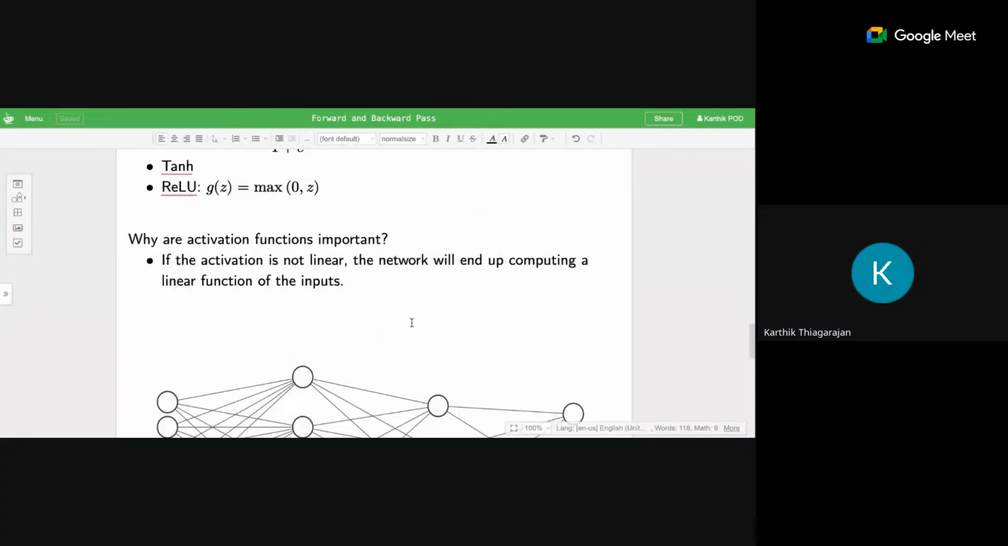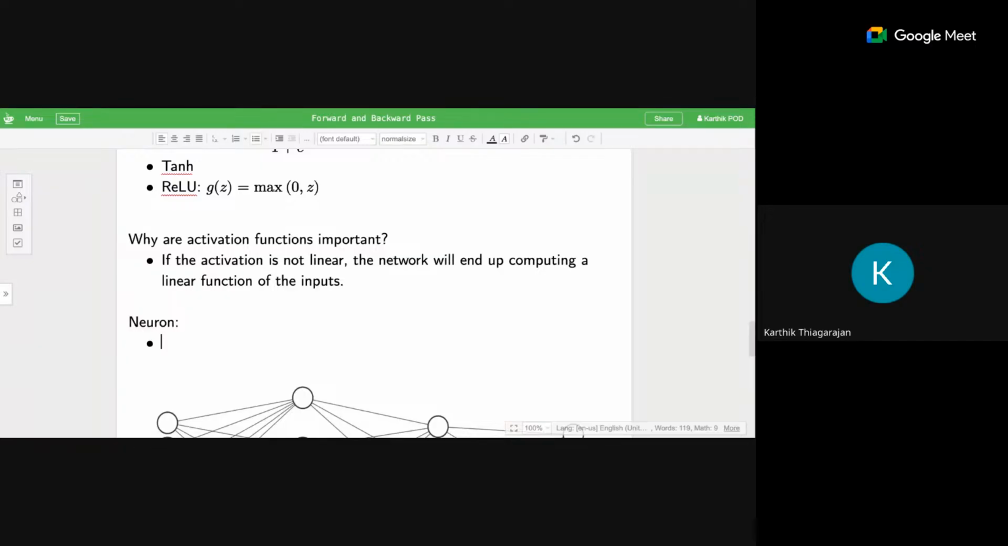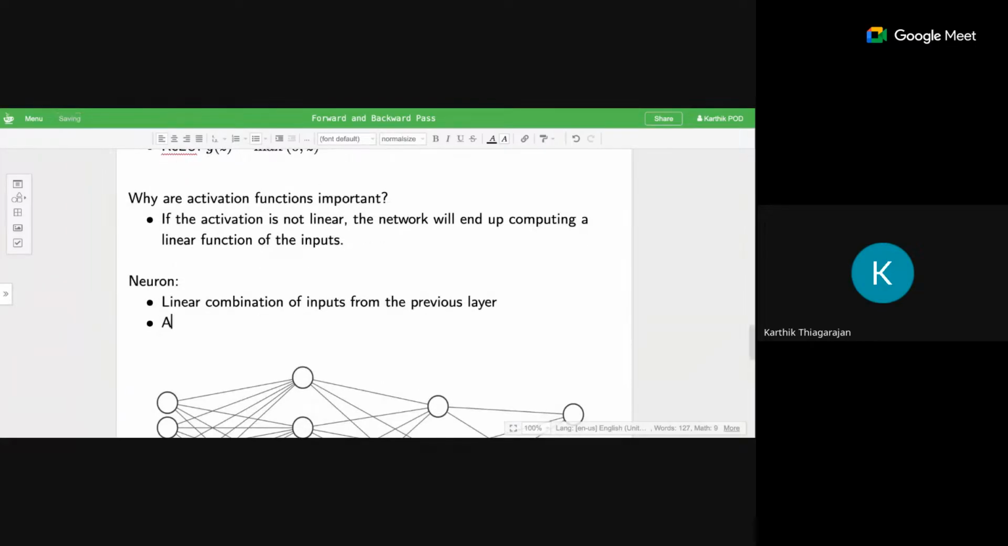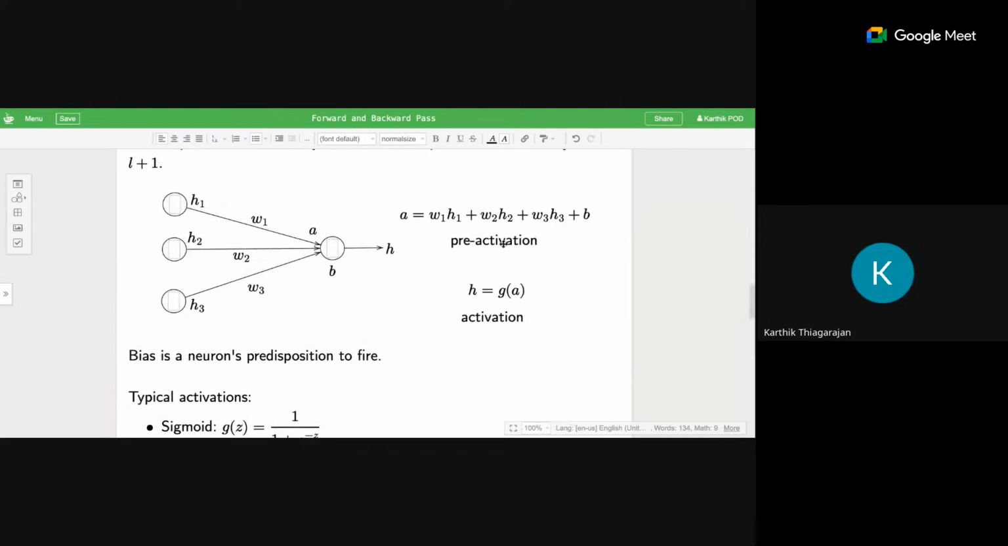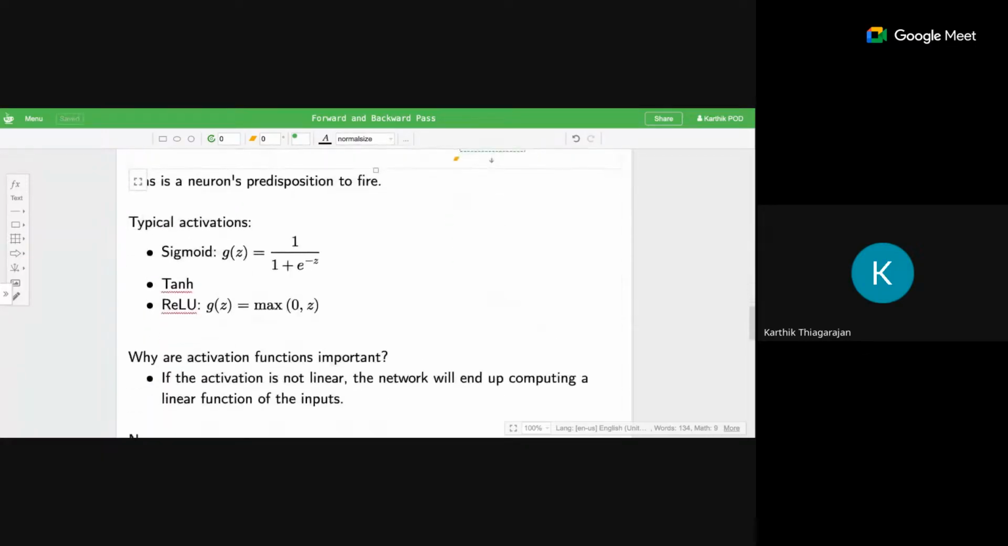You can think of a neuron as doing two things. It's doing a linear combination of inputs from the previous layer and then adding a non-linearity on top of it. So there are two aspects to a neuron, and this is very important. The pre-activation is the linear combination. The activation is what makes this non-linear. Is that clear?